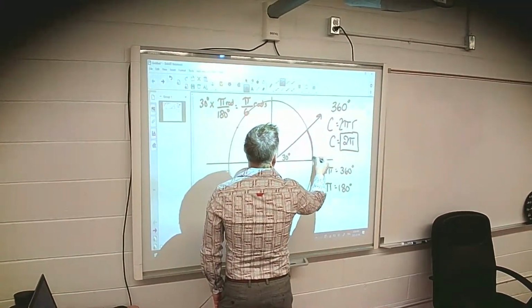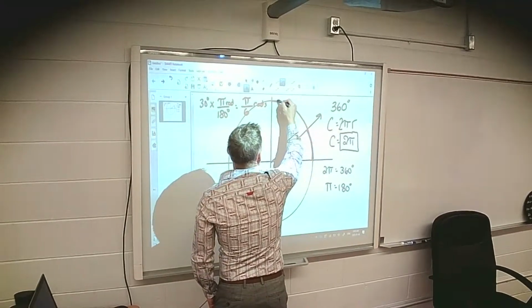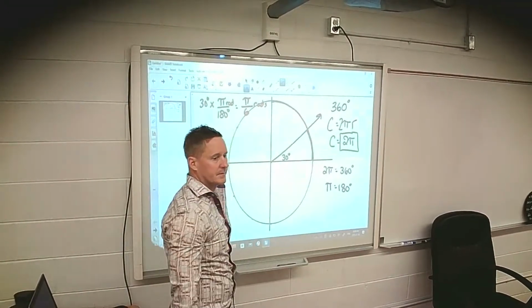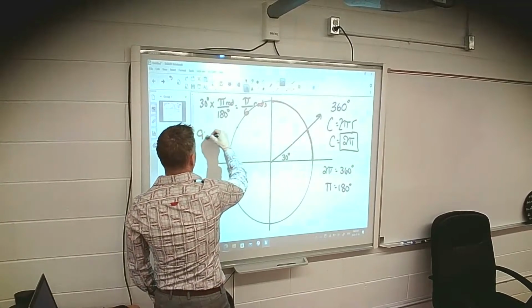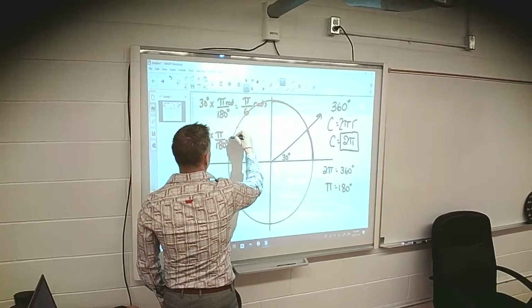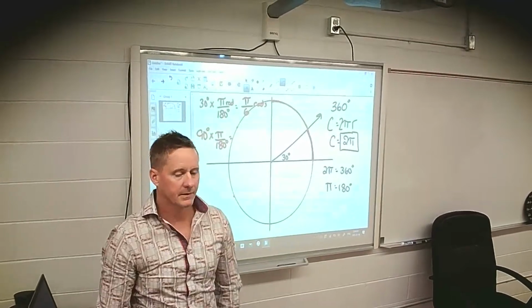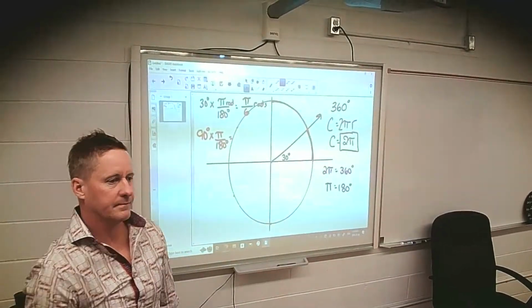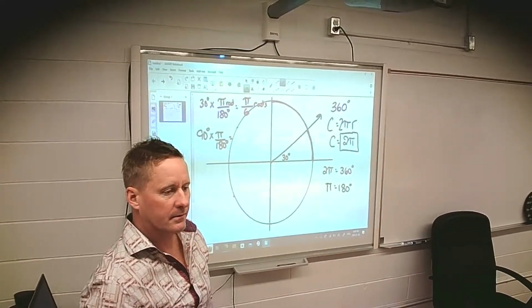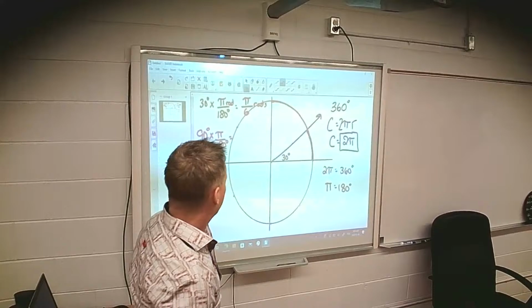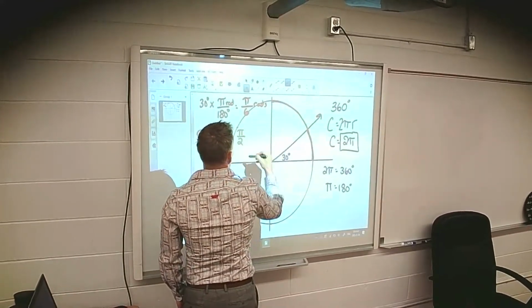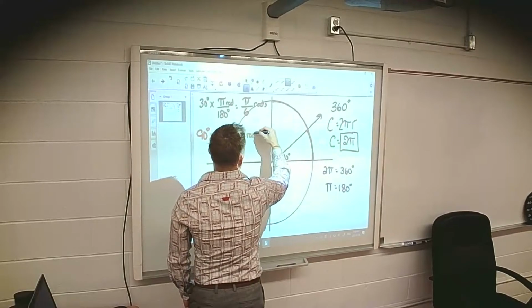Okay? The distance from here to here in degrees is what? How much? 90 degrees. So I take 90 degrees and I times it by pi over 180 degrees. How many radians is that? Reduce the fraction. Pi over 2. Well done. So 90 degrees is pi over 2 radians.